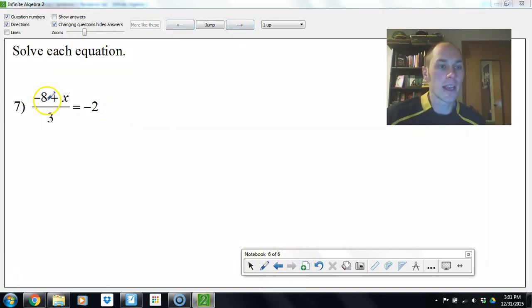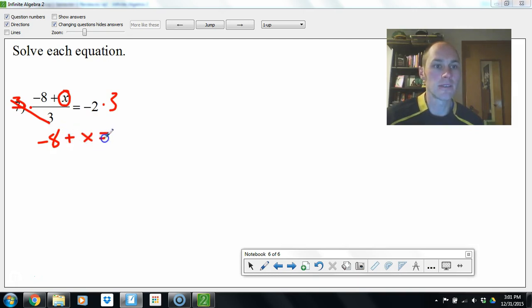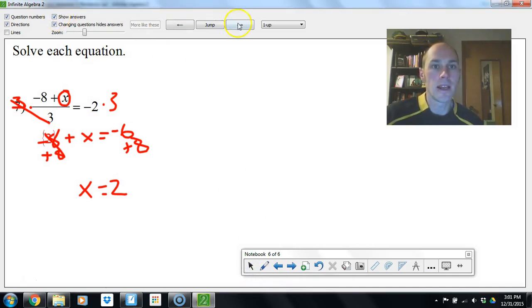Next equation, I've got negative 8 plus x divided by 3 equals negative 2. So I've got to get the x all alone. First operation is adding a negative 8, and then dividing by 3. So reverse the order, so times 3 on both sides. So I get negative 8 plus x equals negative 6. And then I add 8, it's the opposite of negative 8. x equals positive 2. Okay. Next question.